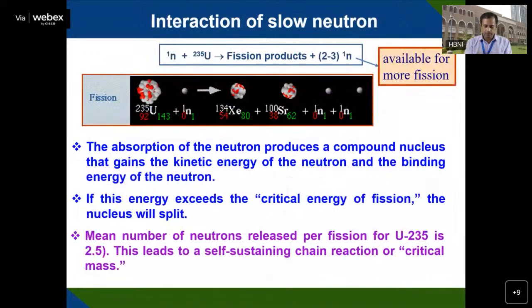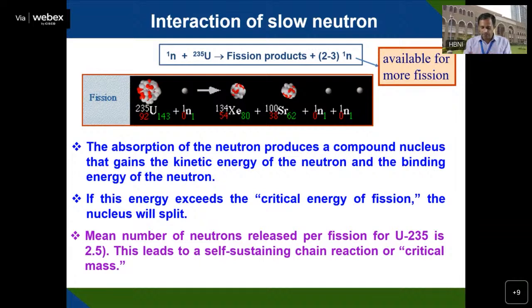Similarly, fission can also occur, where uranium-235 absorbs one neutron and gives fission products and 2 to 3 neutrons, which are then available for further reactions. The mean number of neutrons released in a fission process is 2.5, and a critical mass is required to retain a chain reaction. If it exceeds the critical mass of fission, then a nuclear reaction runs away. So any neutron absorption can cause a fission process to occur.